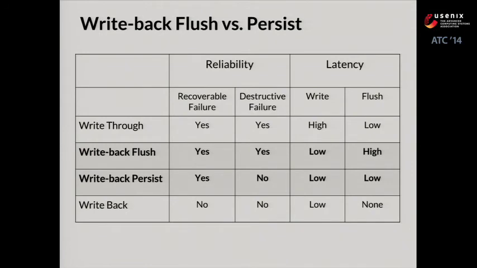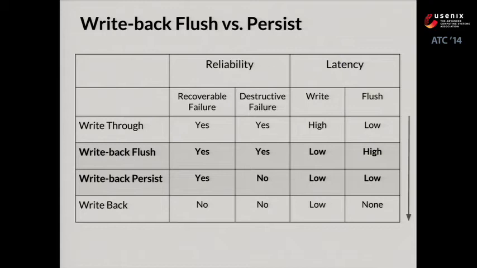In this table, we compare our flush and persist policies with traditional write-through and writeback. In terms of reliability, the writeback flush policy provides the same consistency and durability guarantees as write-through on both recoverable and destructive failures. The writeback persist policy only handles recoverable failures, while traditional writeback provides no reliability at all. We also show these policies in the order of increasing performance.